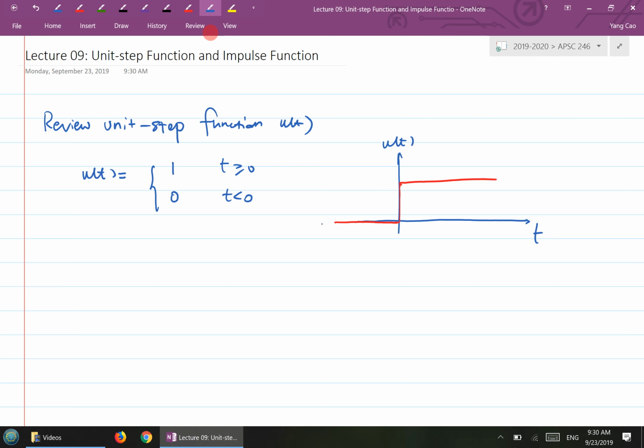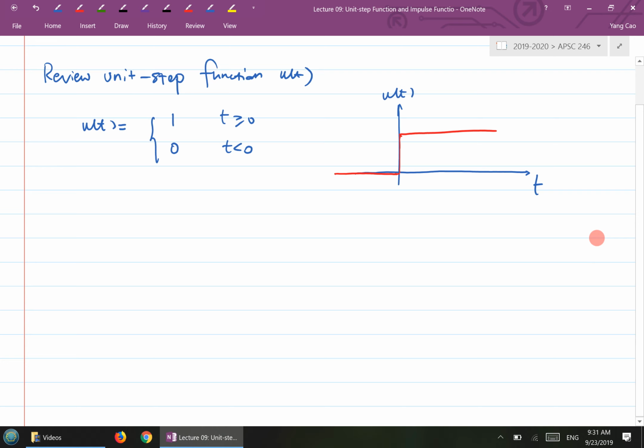Alright, so let's finish the unit step function, and then I'll introduce another type of function called the impulse function. Just a quick review on the unit step function. This is the definition. We use u of t as the symbol to represent the unit step function, so please don't use anything else. In this class, when you see the unit step function, we're talking about u of t.